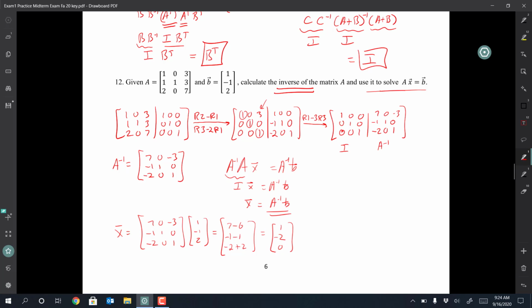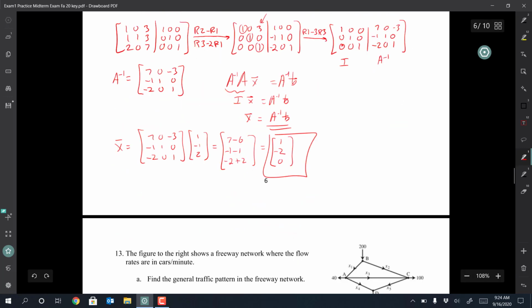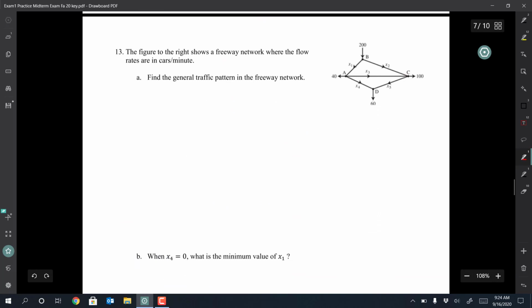And that should be my solution. All right, so I've calculated the inverse, and I've used it to solve the matrix equation x equals b. All right, cruising right along, we're going to get to some of our application problems.